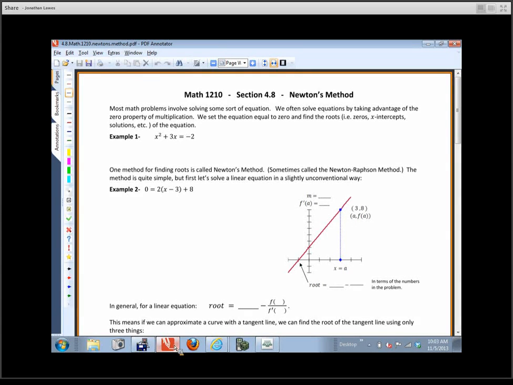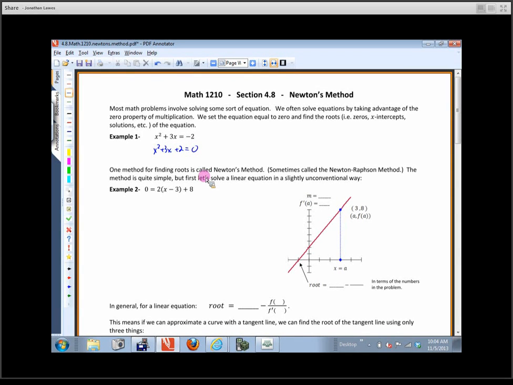There are many times in math where we take advantage of what we call the zero property of multiplication. So when you first learned how to solve something like this, we wouldn't be solving this by taking a square root, even though there's an x squared there. We're going to move everything onto one side, so we're going to make this x squared plus 3x plus 2 equals 0.